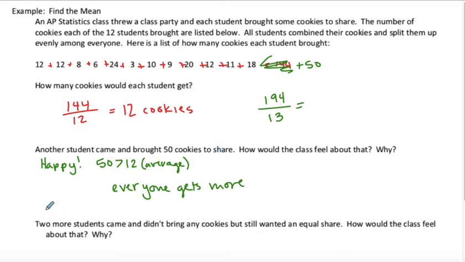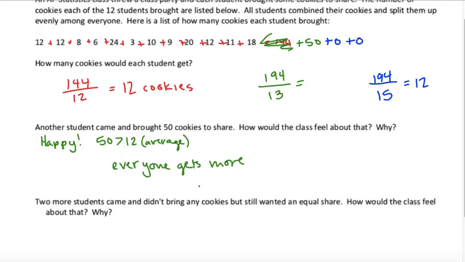The next scenario says 2 more students came and didn't bring any cookies, but still wanted an equal share. How should the class feel about that? So now this third scenario says we have a second and a third student that brought 0. So now we're going to be dividing by those 15 students that are now here, but we still have 194 cookies. That hasn't changed. So when we divide by 15 now, we're back to 12 cookies, almost 13. But if they didn't bring any cookies, they still want an equal share. How should the class feel about that?